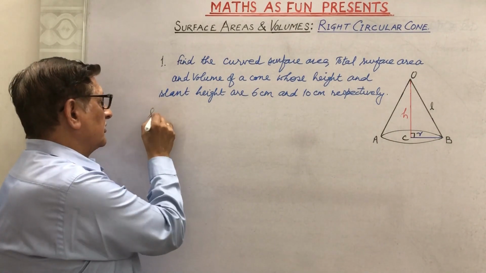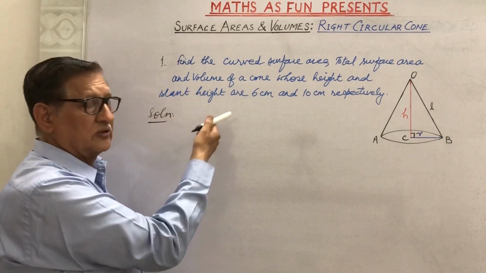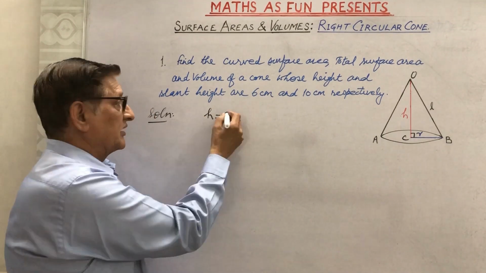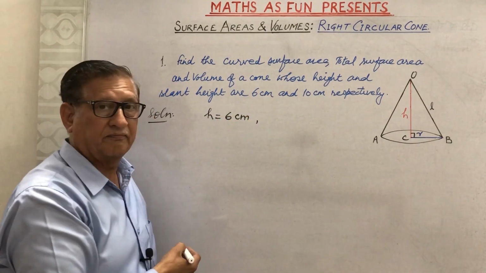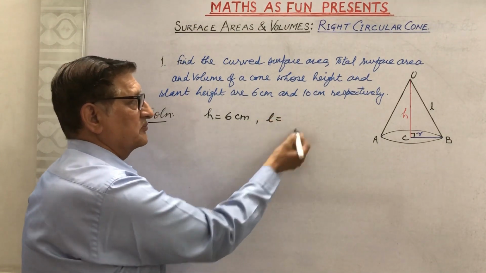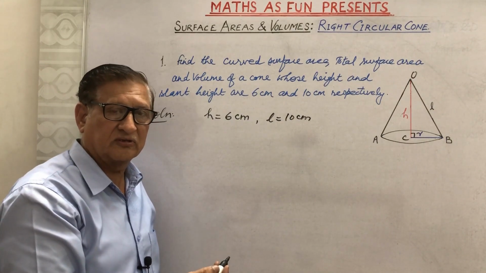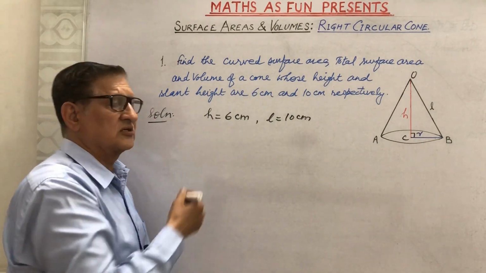For the solution, we write the parts which have been given to us. We have been given the height h, equal to 6 centimeter. The slant height L has been given as 10 centimeter. The radius is not given, so we have to find out the radius first.